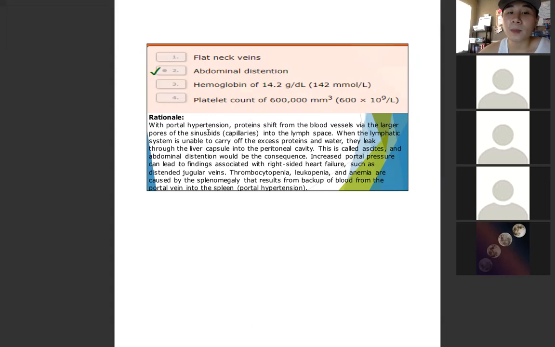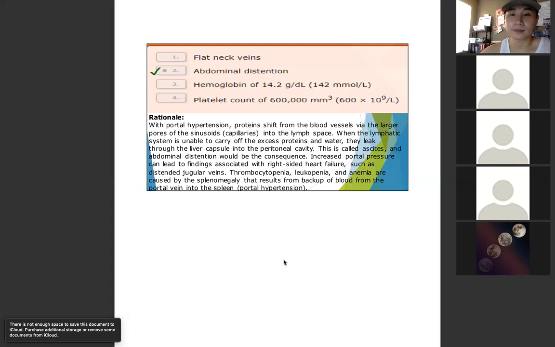The rationale is that with portal hypertension, protein shifts from the blood vessel via the larger pores of the capillaries into the lymph space. When the lymphatic system is unable to carry off the excess protein and water, they leak through the liver capsule and into the peritoneal cavity. This is called ascites, and abdominal distension would be the consequence. Increased portal pressure can lead to findings associated with right-sided heart failure, such as distended jugular veins. Thrombocytopenia, leukopenia, and anemia are caused by splenomegaly that results from backup of blood from the portal vein into the spleen.